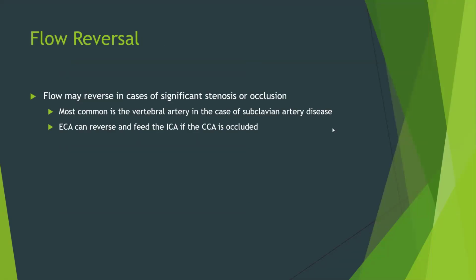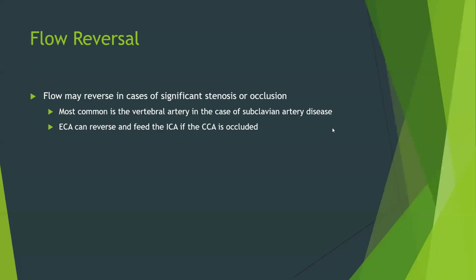So flow reversal. Flow may reverse in cases of significant stenosis or occlusion, specifically in the vertebral artery in the case of subclavian artery disease. We were talking about that earlier. The ECA can reverse and feed the ICA if the CCA is occluded. I've never seen this in the field myself, but I know that it can happen. And I've heard other people present on it and have seen it. The ECA can reverse and feed that ICA if the common carotid artery is occluded. So just keep that in mind.